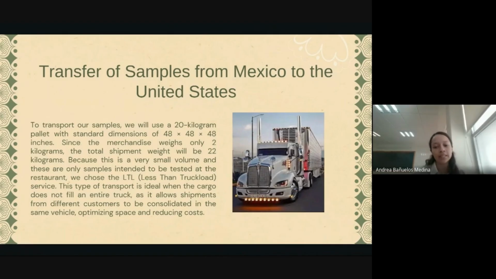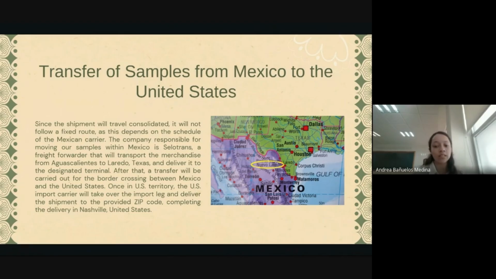This type of transport is ideal when the cargo doesn't fill an entire truck, as it allows shipments from different customers to be consolidated in the same vehicle, optimizing space and reducing cost. We don't have any specific route because of the situation, and we depend on the schedule of the Mexican carrier.